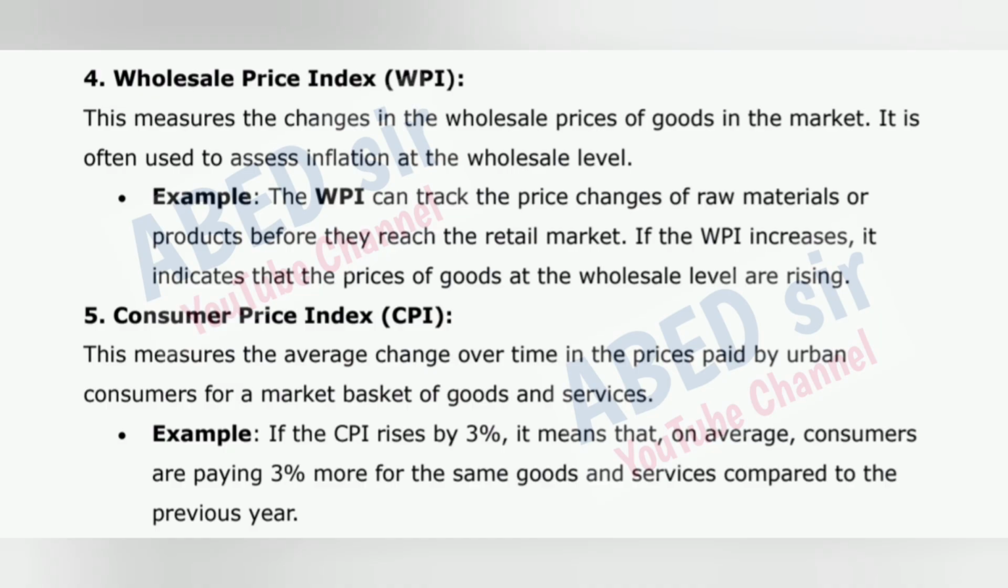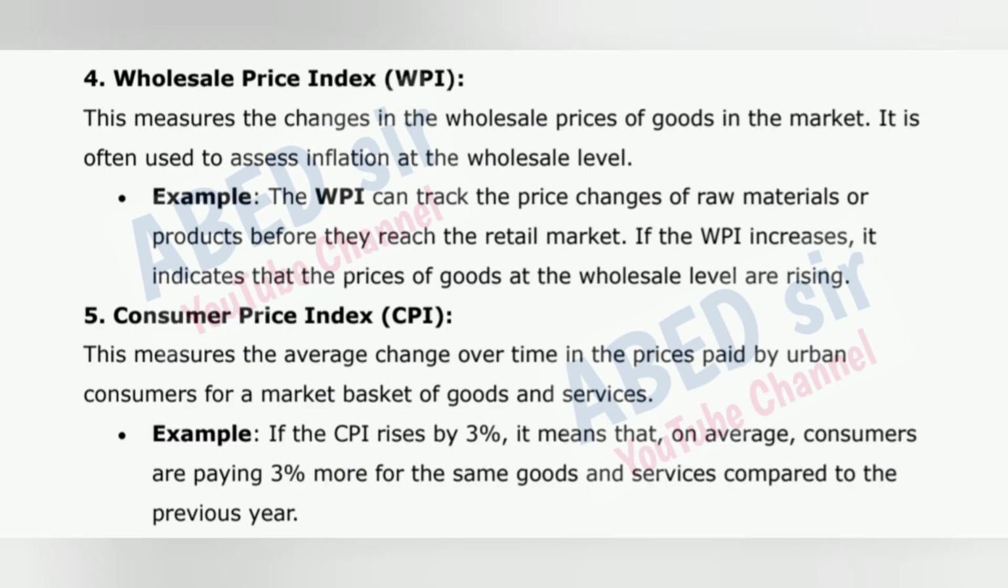4. Wholesale Price Index, WPI. This measures the changes in the wholesale prices of goods in the market. It is often used to assess inflation at the wholesale level. Example, the WPI can track the price changes of raw materials or products before they reach the retail market. If the WPI increases, it indicates that the prices of goods at the wholesale level are rising.